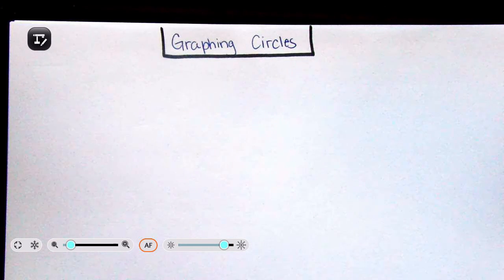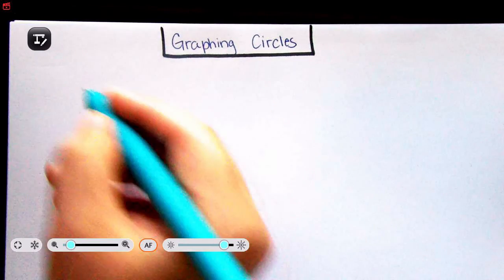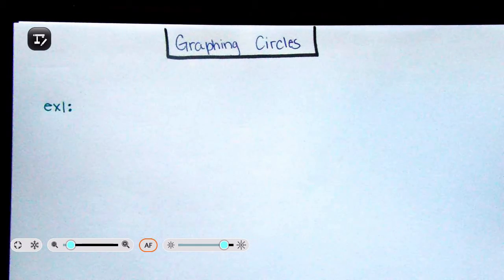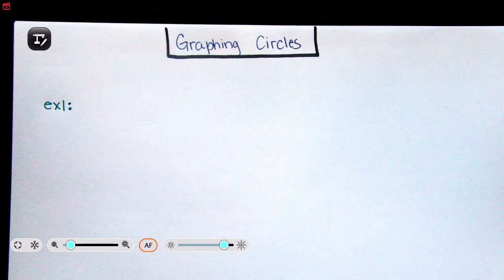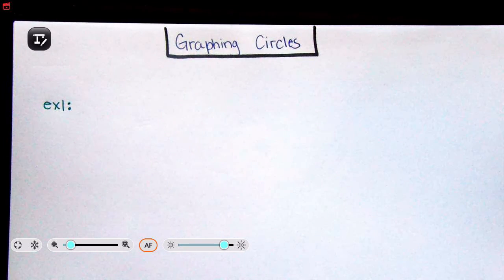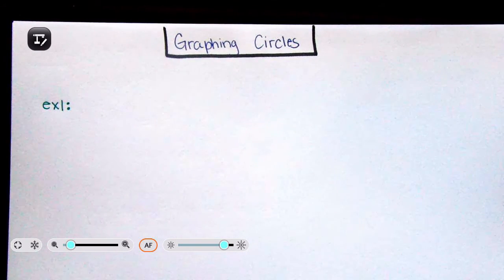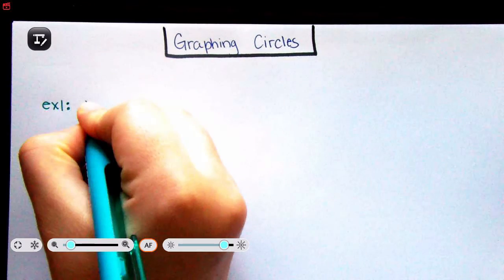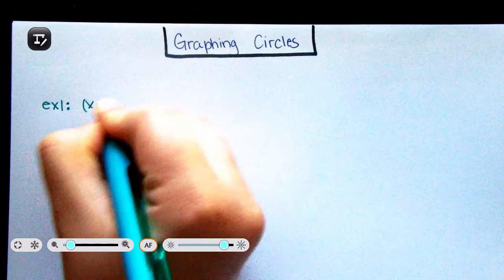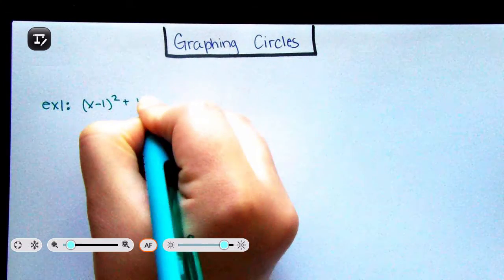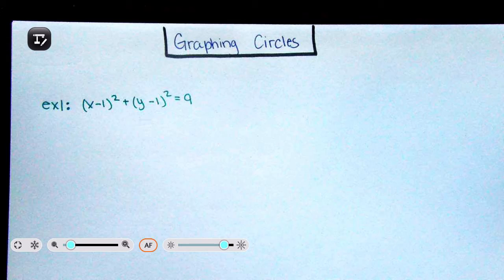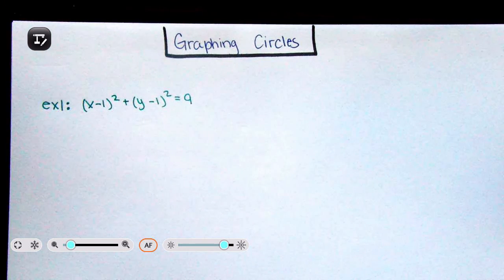Example number 1. I believe every math teacher always says this: I am not an artist. We will pretend that my circles are perfect, and that's enough said on that. First one we have is (x - 1)² + (y - 1)² = 9. This is already in standard form.